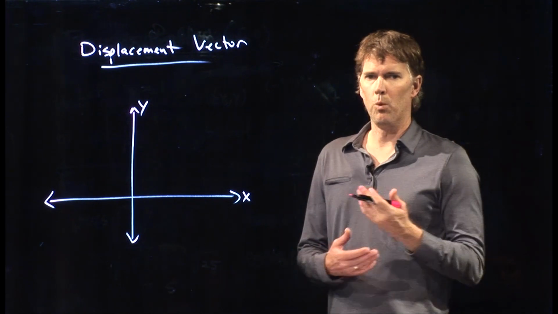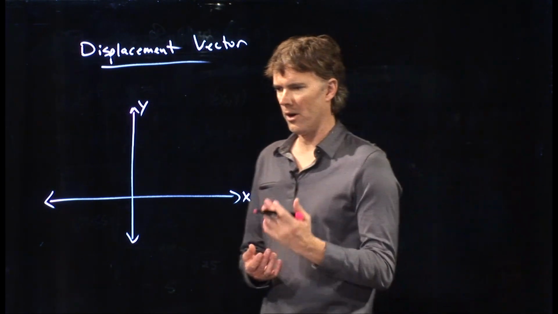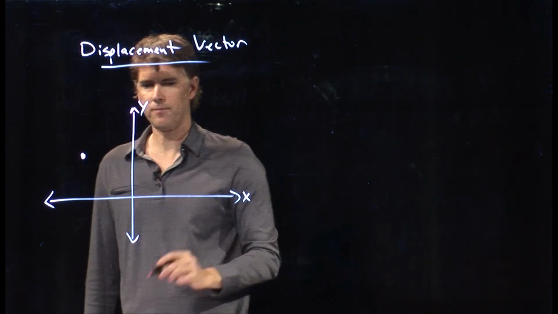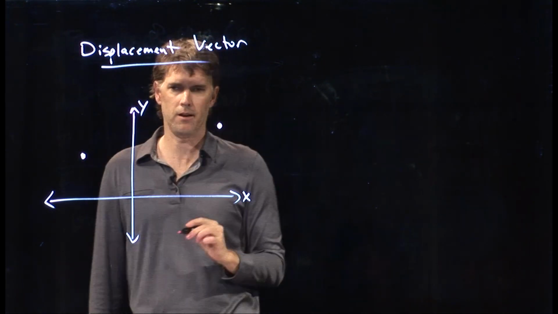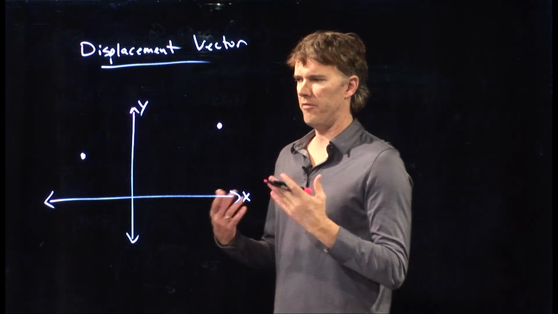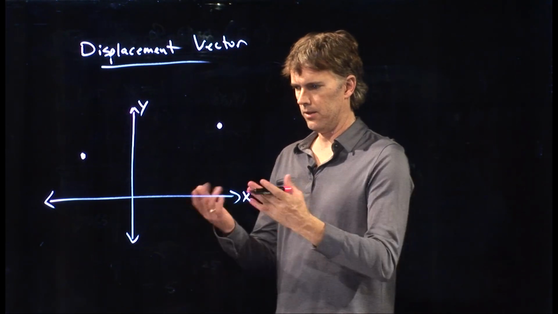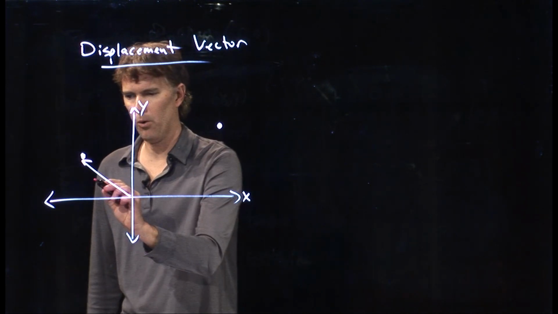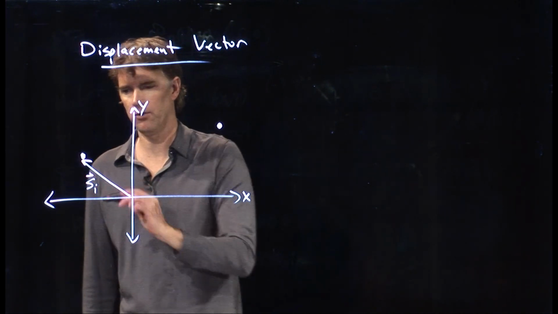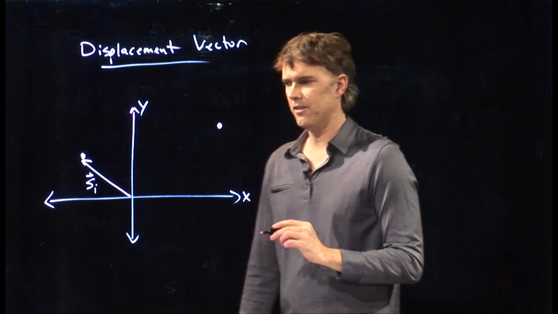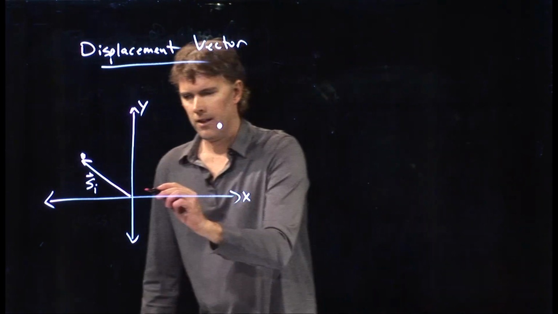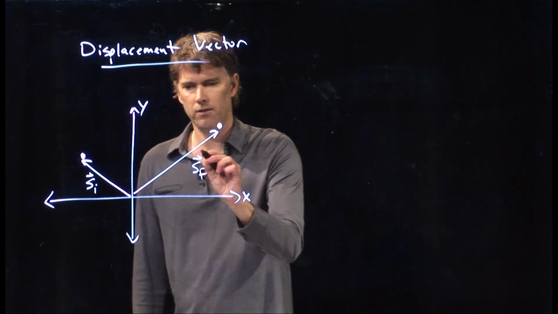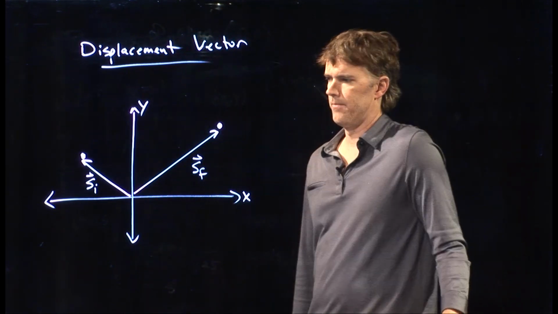We need to know where you started and where you ended. So let's say you started there and you ended right there. How would I define those positions in this coordinate space? The vector from the origin to your initial location is S sub I. The vector from the origin to your final location is S sub F.